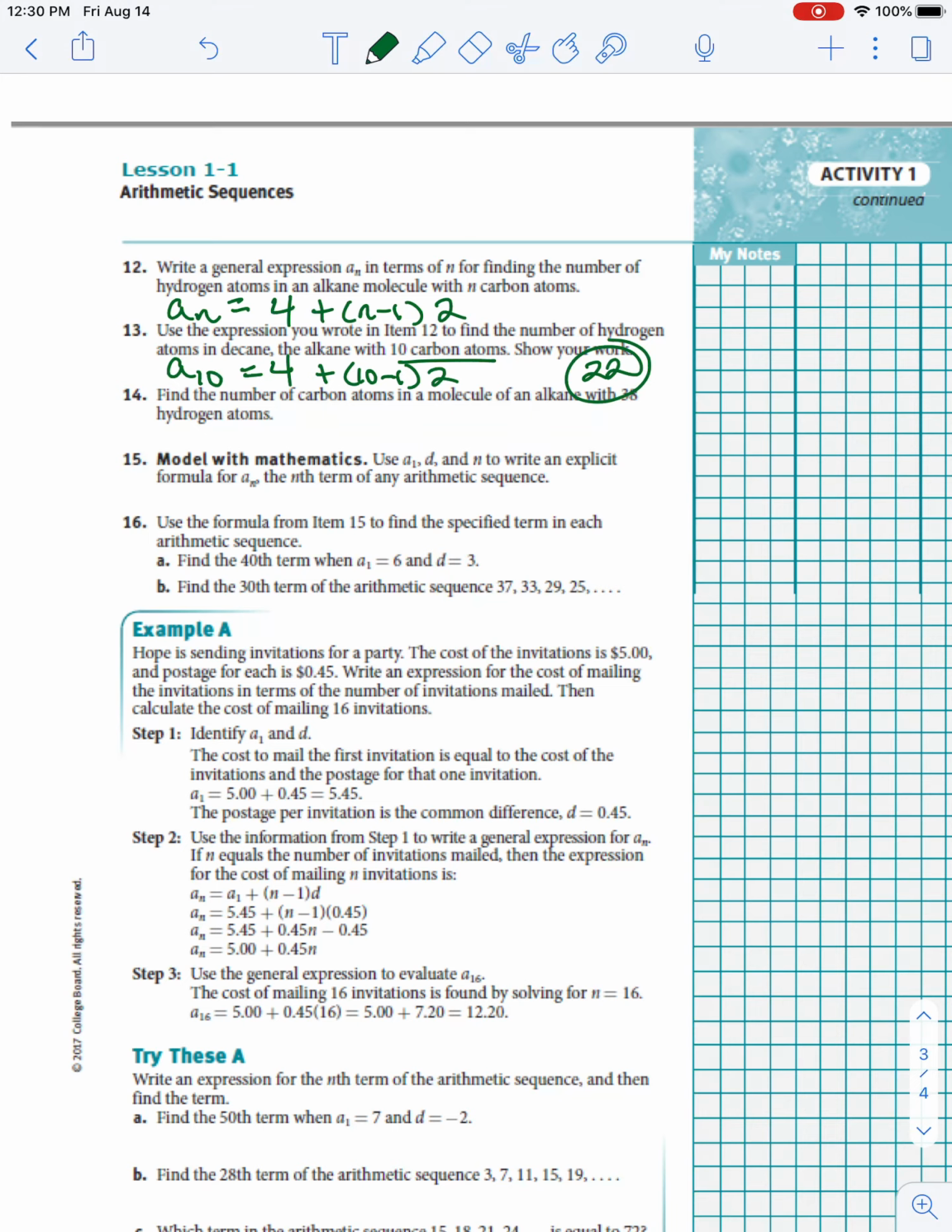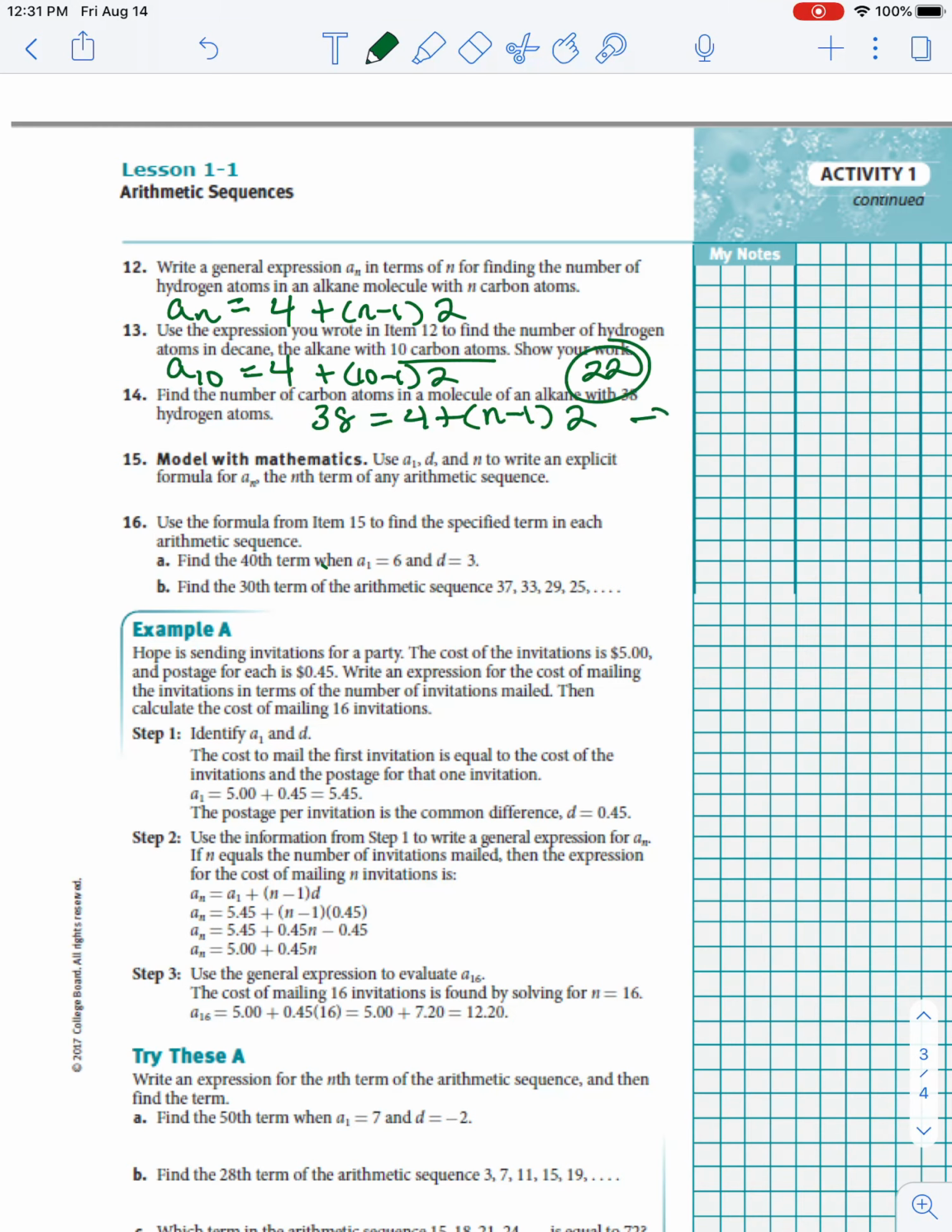Okay. Now, if it had 38 hydrogen atoms, now this is a little different. Find the number of carbon atoms, and we have 38 hydrogen atoms. Now remember, hydrogen atoms, that's going to be our f of n. So this time I'm going to put my 38 on this side of the equation. 4 plus, and this time I don't know my n. I don't know my carbon atoms. So n minus 1, but my common difference, of course, is 2. So I just need to solve this little linear equation.